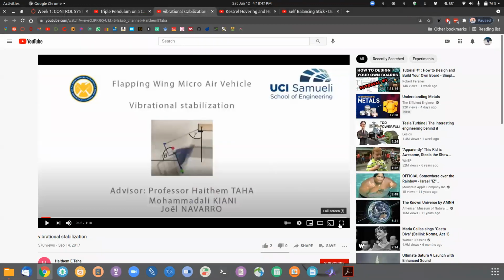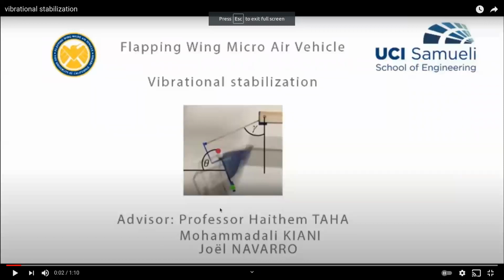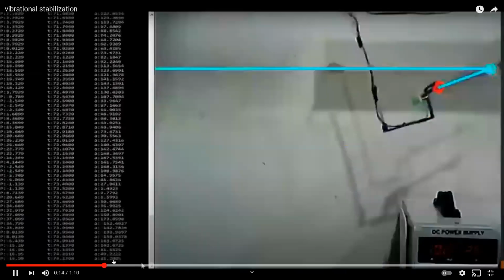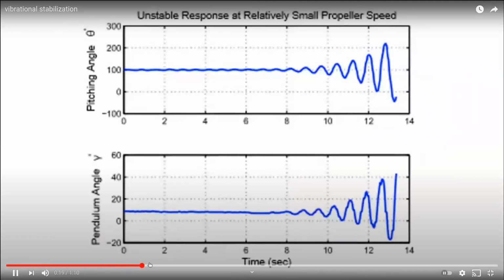Another control problem, instead, now this is an open loop control problem, is the stabilization through high frequency, high amplitude vibration of a bird or a flapping wing micro air vehicle. And this was done by Mohammed Ali Kiani in Professor Taha's laboratory. So you'll see here that, well, we'll just skip ahead a little bit.